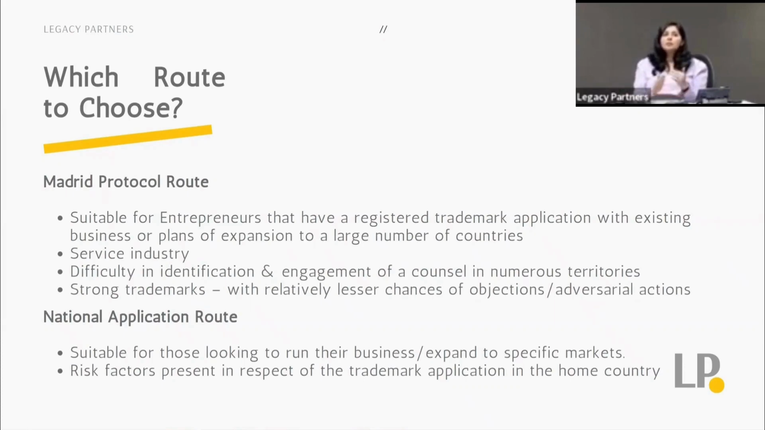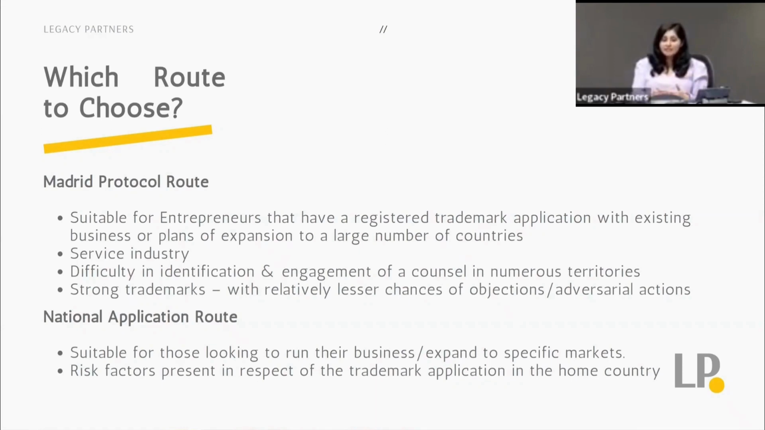Now, Madrid Protocol is suitable for entrepreneurs that have a registered trademark application. If you have a pending trademark application, the risk factor is extremely high. If you have a registered trademark application, even if any adversarial action is initiated against it at a later date, it will still take a lot of time to conclude. So that becomes very difficult. It's always preferable to have a registered trademark application, and based on that, you go for Madrid to make sure that your chances of success are relatively higher.